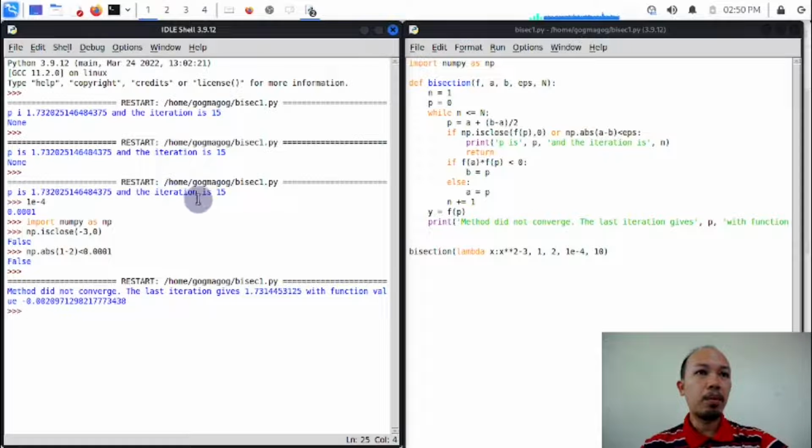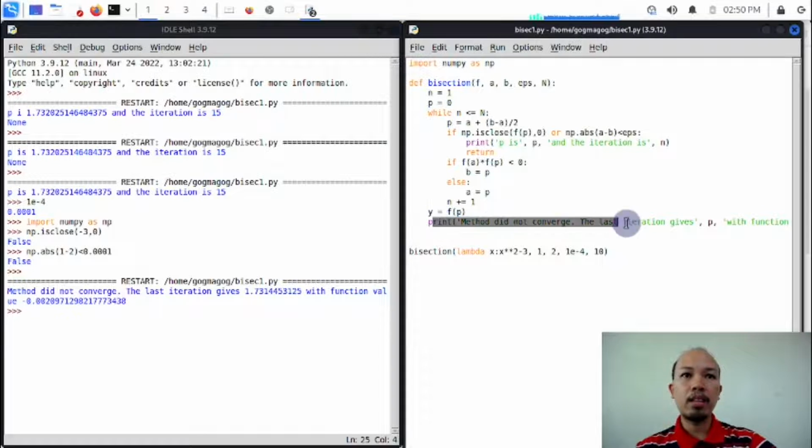It is based on our previous n, which is big N, which is 20, and the iteration is 15 with this tolerance EPS, which is 1 times 10 to the negative 4. And if we have the same values, but replace our big N by 10, and we know that the iteration is 15 to get the root, it will print this last statement.